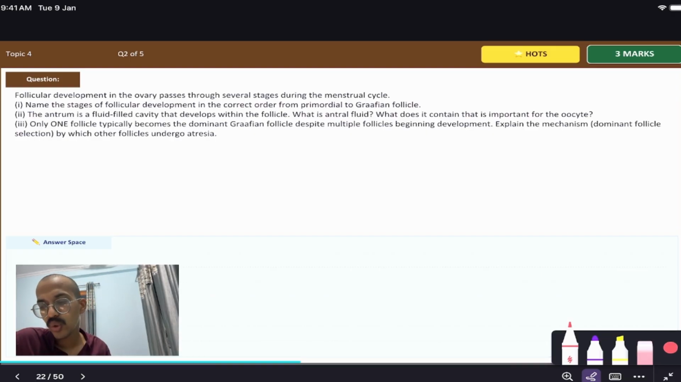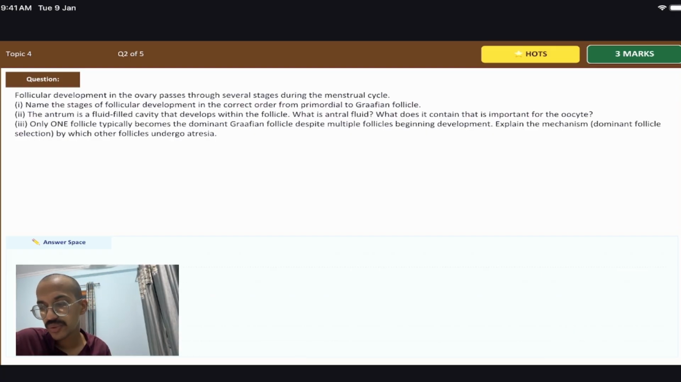Follicular development in the ovary passes through several stages during the menstrual cycle. Name the stages of follicular development in the correct order from primordial to the Graafian follicle. Already we have done it. Then the antrum is the fluid filled cavity that develops within the follicle. What is the antral fluid? It is water and cells. What does it contain that is important for the oocyte? Okay, this is not your level, so you can just leave it.